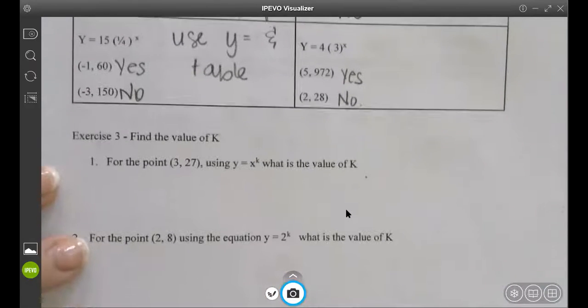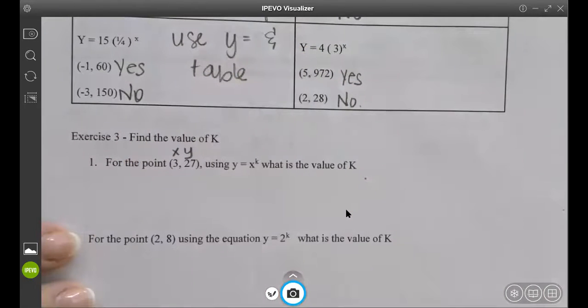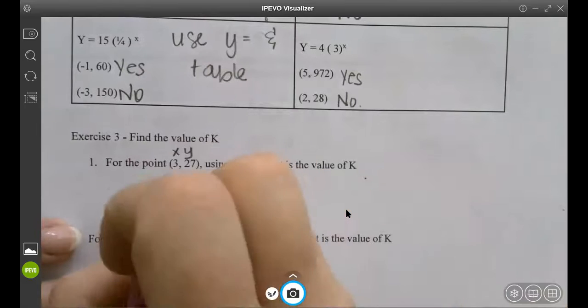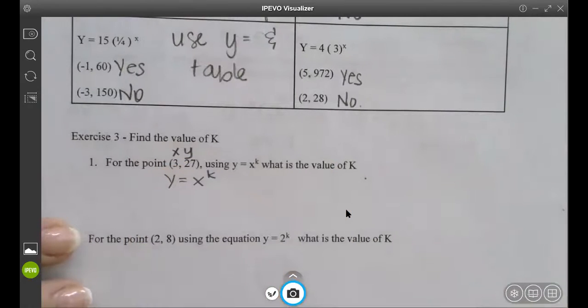All right, so exercise 3, remember this point is an XY coordinate. So what they want you to do is find the value of K. So we're gonna rewrite this. And we're gonna plug in what we know. What's our Y?